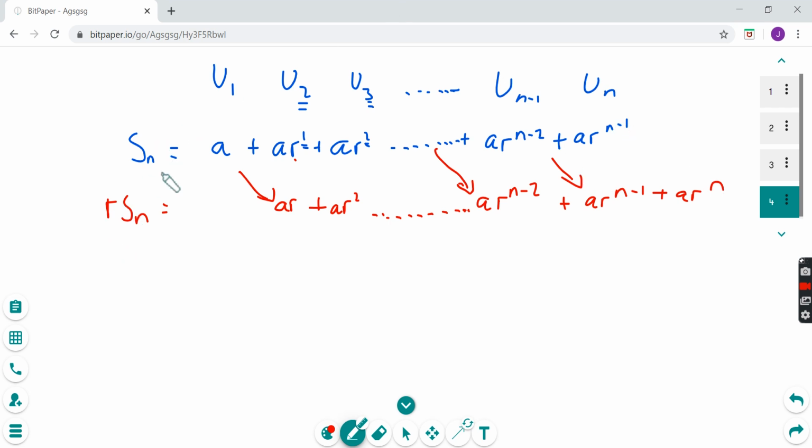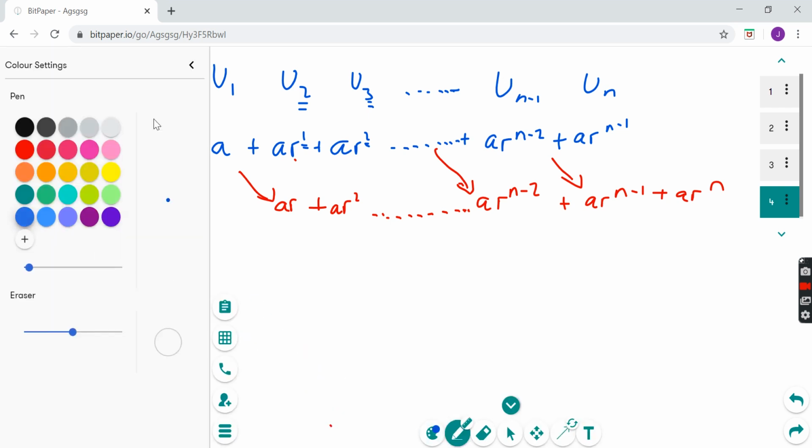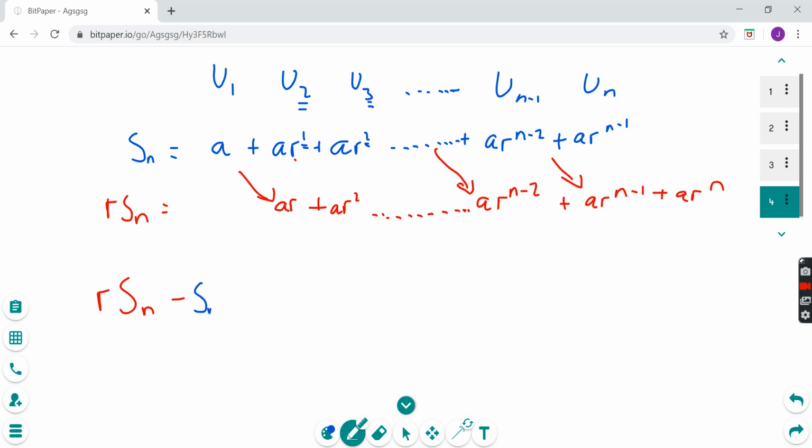And what can you do? Well, you can subtract one of these away from the other. Let's have a look at doing that. And it doesn't actually matter which way round you do it. Let's do R times Sn. So let's do the red one. Subtract the blue one. What would we get?